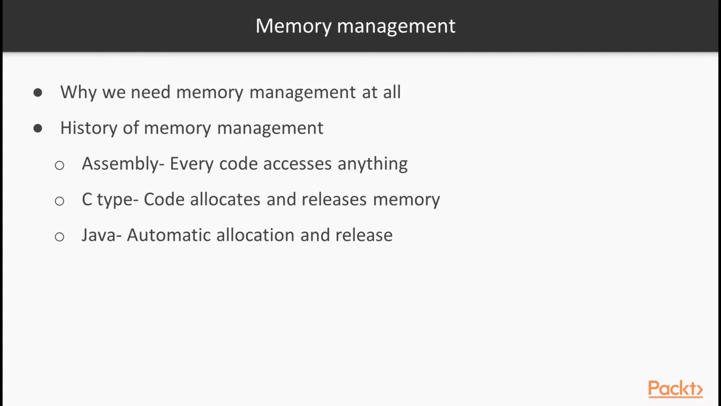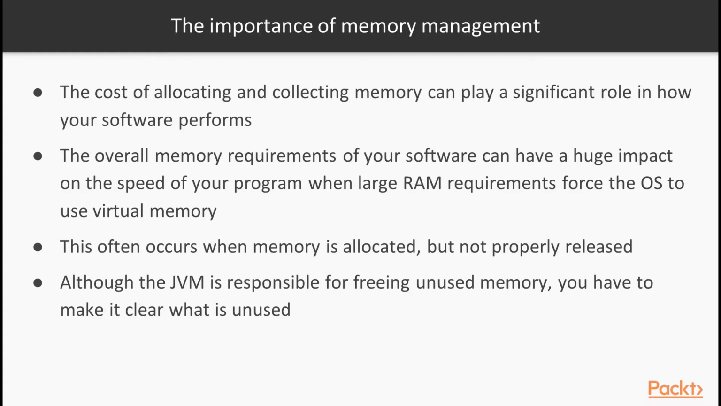Java memory allocation and release of the unused memory is automatic. As it's written on the Sun website, so it's a very old statement, the cost of allocating and collecting memory can play a significant role in how your software performs. The overall memory requirements of your software can have a huge impact on the speed of your program when large RAM requirements force the operating system to use virtual memory. This often occurs when memory is allocated but not properly released. Although the JVM is responsible for freeing unused memory, you have to make it clear what is unused.